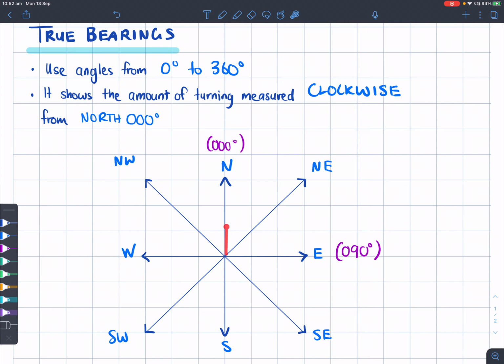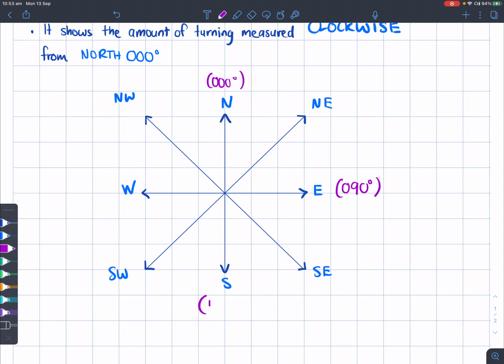Now, what if I start from north and want to reach this point down here, which is south? How much do I have to turn? I have to turn a total of 180 degrees, so below here I'm going to write 180 degrees. How much do I have to turn to go west from north? That's three quadrants' worth, or three 90-degree angles, which is 270 degrees.